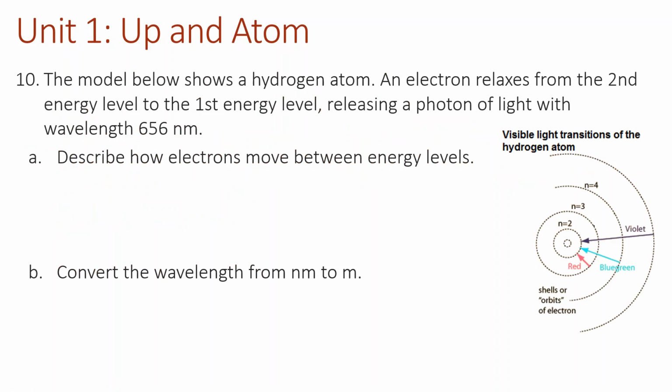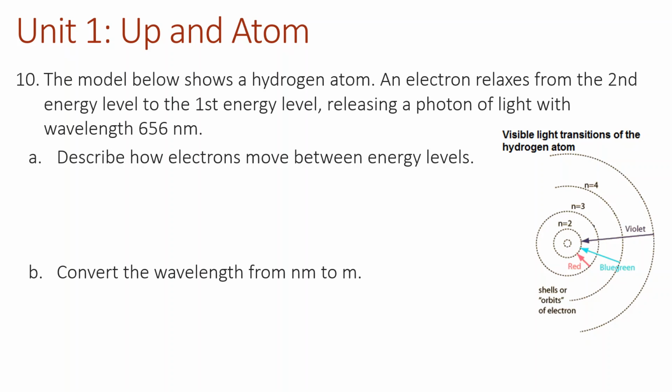So in question 10 here, we are looking at a hydrogen atom. And this is showing us the visible light transitions in the hydrogen atom. So some of these transitions might be too large and might produce wavelengths that human eyes can't see. Some transitions might be too small and produce infrared wavelengths that human eyes can't see. So for your eyes to be able to see the light given off in this electron transition, it kind of needs to be a Goldilocks amount of energy that your eyes are able to see.